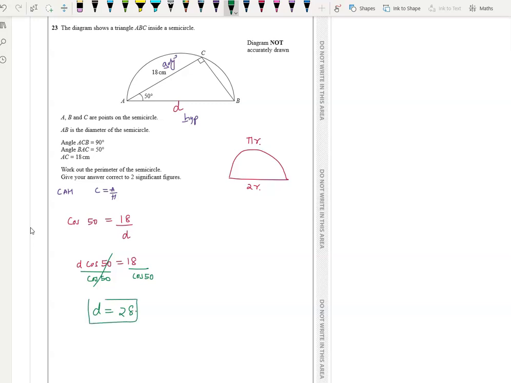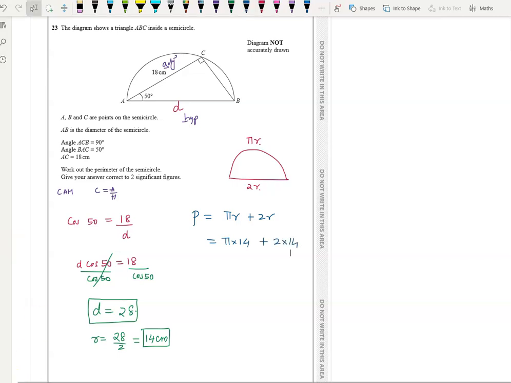If the diameter is 28, the radius is exactly half. So the radius will be 28 divided by 2, so your radius is 14 centimeters. Now, come to your question. The perimeter of a semicircle is pi r plus 2r, which is half the circumference and the diameter. So pi times the radius 14 plus 2 times 14.